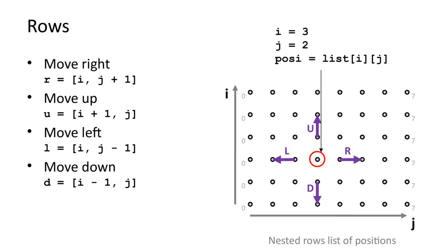Like with the columns, for navigation, we add or subtract one from either the i or the j index. But note that the axes are reversed. The i direction now points up, and the j direction points to the right. Now let's look at how to create diagonals.